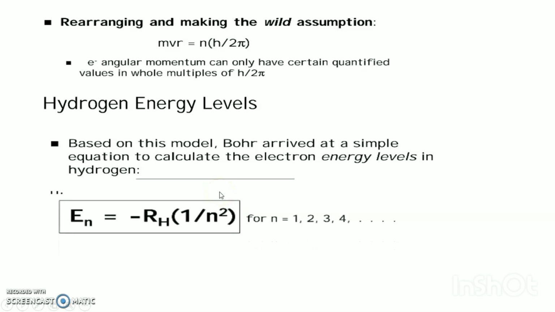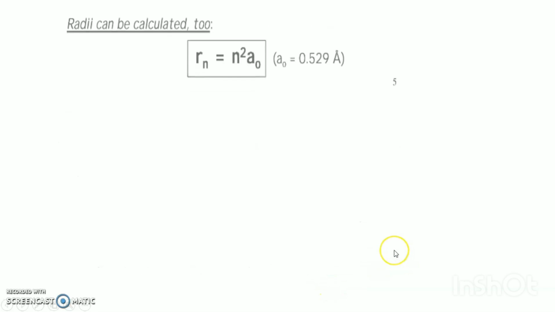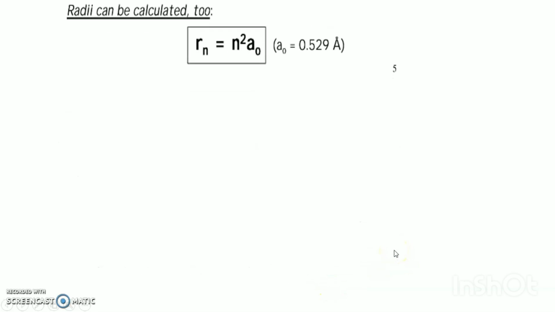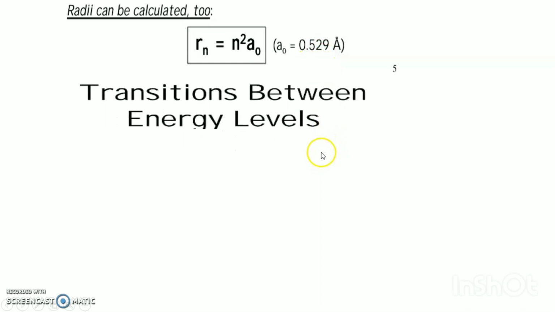En equals minus RH divided by n squared, for n equals 1, 2, 3, 4, where RH equals 2.179 into 10 to the power minus 18 joule, the Rydberg constant, and n is the principal quantum number. Radii can be calculated as rn is equal to n squared a0, where a0 is the Bohr radius, equal to 0.529 Angstrom.